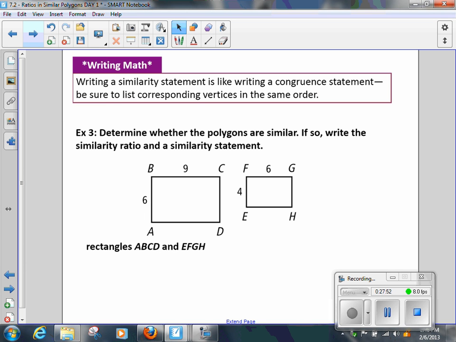Okay? Be prepared. Writing a similarity statement is like writing a congruent statement. We're going to say one triangle is similar to another triangle, and you have to list those corresponding vertices in order. It says determine whether these polygons are similar. If they are, write a similarity ratio. That's the first thing. Second thing, we got to write a similarity statement. Even before that, we got to determine if they're similar.